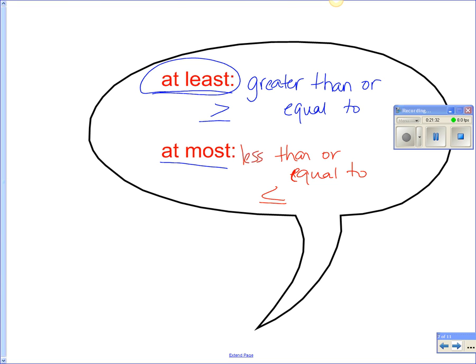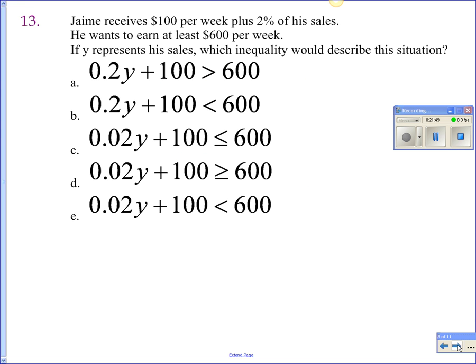Okay, so you really have to know those in this class. At least is greater than or equal to. At most is less than or equal to. So you've got to memorize those. If you don't know them already, you need to memorize them. All right. Gavin, read this one. Y'all don't need to write it down as long as your heads are up and your eyes are on the board.